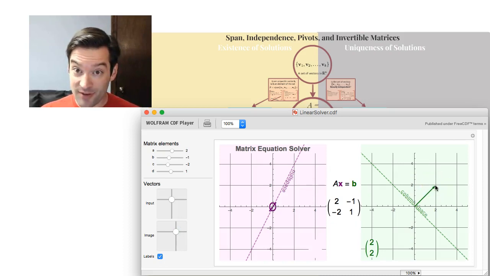Do I get a consistent system? And the answer is no. We can't find any linear combination of the columns of this matrix that give me (2, 2). And so Ax equals b is inconsistent. Its solution set is an empty set.